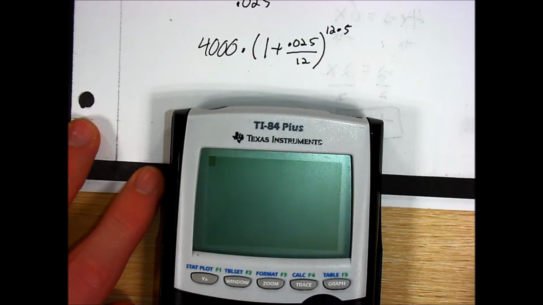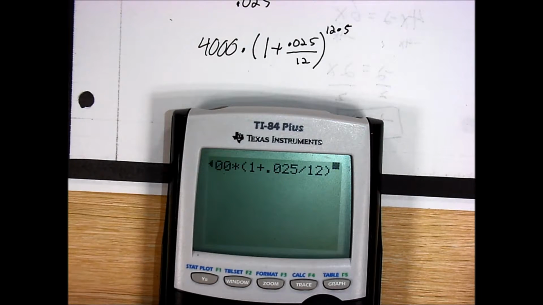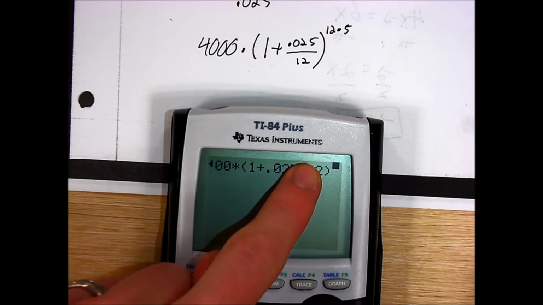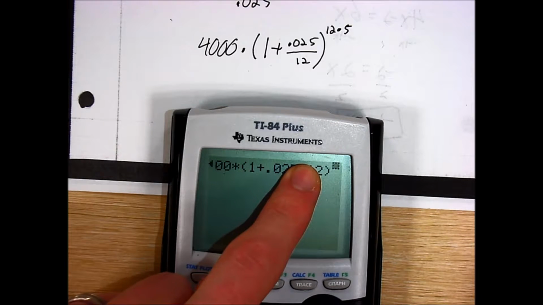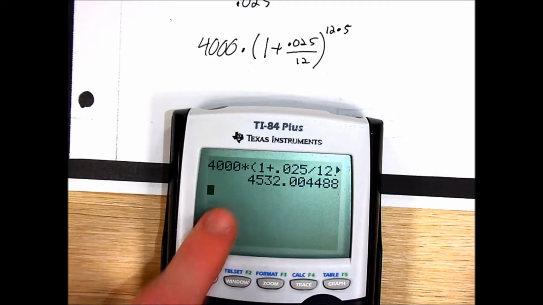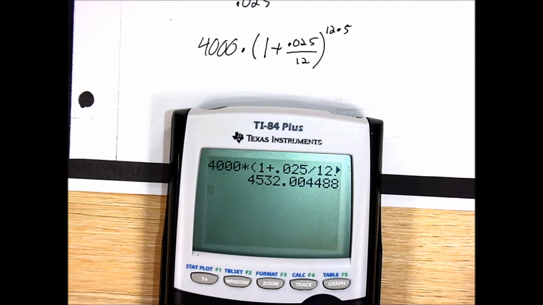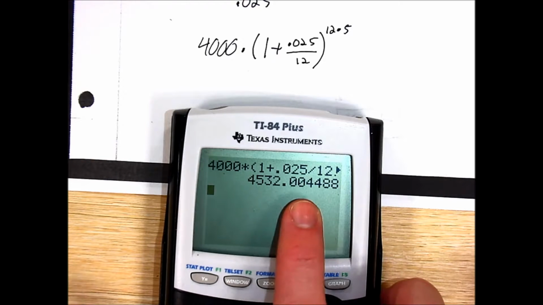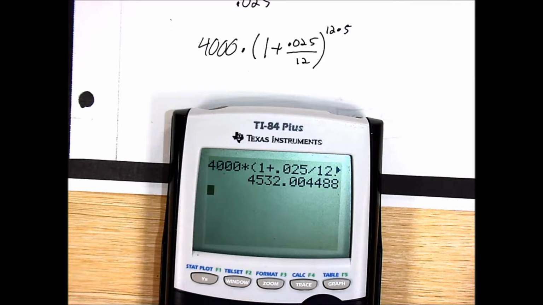Okay, we could certainly do 12 times 5 equals 60 before we type it all into the calculator as well. Okay, let's take a look here. 4,000 times, parentheses, 1 plus 0.025 divided by 12. Exponent. Now if you have a calculator that bumps it all up to the top, you don't have to be quite as careful. But if you don't, you're going to want to put parentheses around that. Exponent 12 times 5, or you could just do that in your head and call it 60. $4,532, and that's it. We wouldn't round up to the penny there at all.